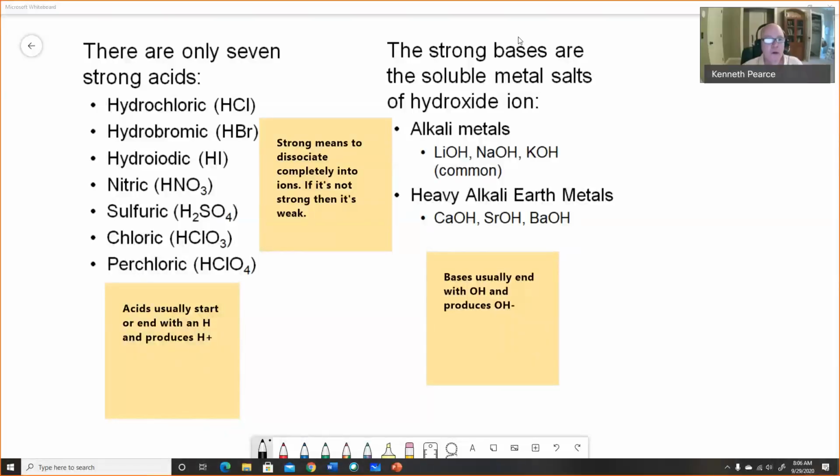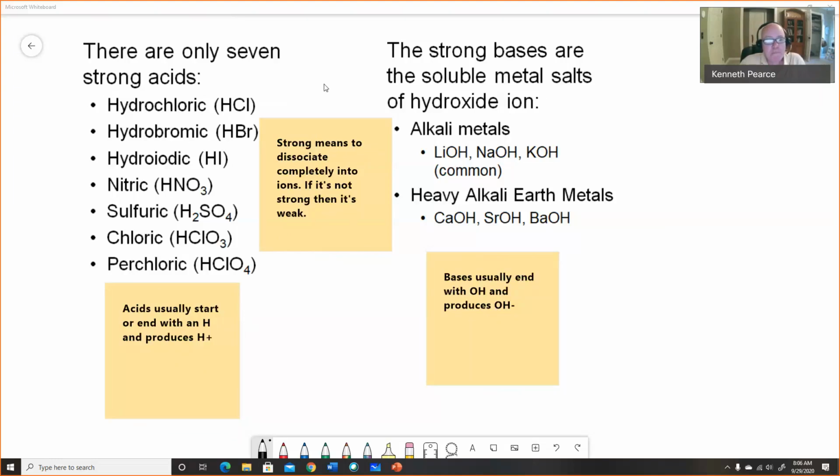There are acids and bases. Acids usually start with an H and they produce H+ when they dissociate. Bases usually have an OH attached on the end and they produce OH-, the hydroxide ion. Now, you have to know whether something is strong, which means it dissociates completely, or if it's a weak electrolyte. Electrolyte being something that produces ions.